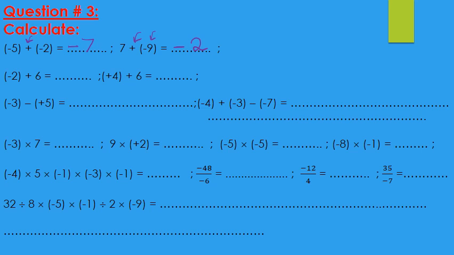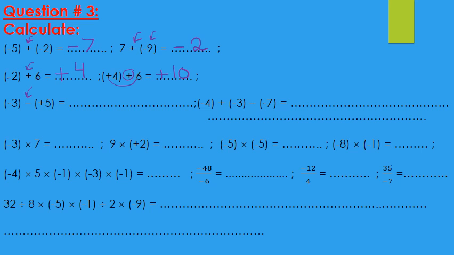Now we have -2 plus 6, also addition of signed numbers having different signs. The greatest is positive, so it is plus, and we subtract 6 minus 2 is 4. Addition of two signed numbers having same signs, positive, the sign will be positive, and we add 4 plus 6 is 10.